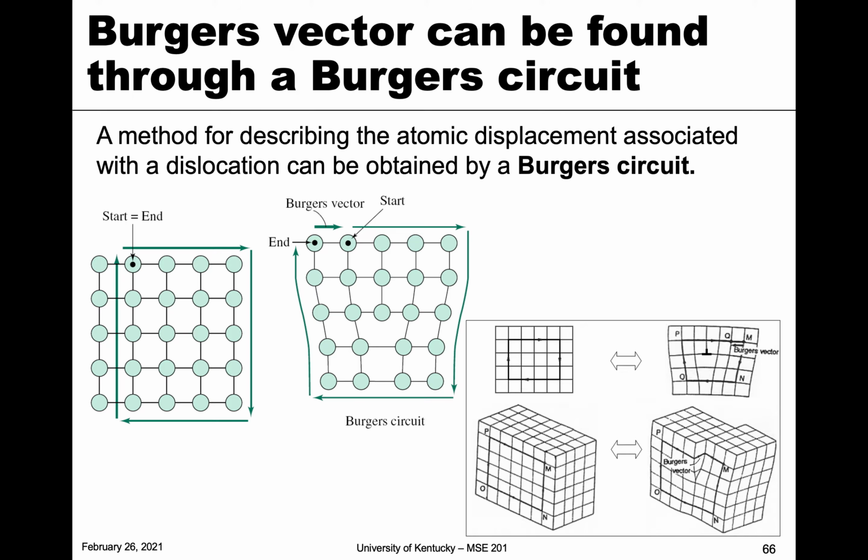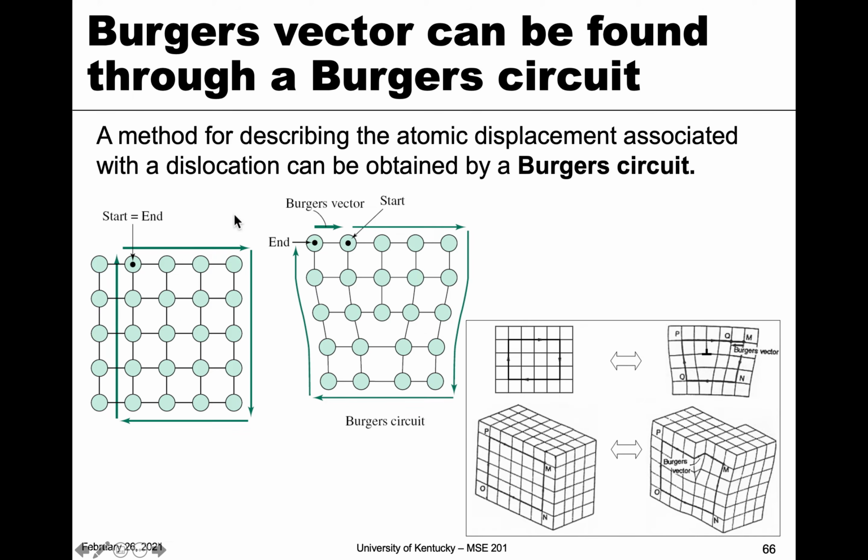Okay, so let's look a little bit more at the Burgers vector. This is something that we can determine through a technique or method of looking at a crystal, both a perfect and a distorted crystal, and looking at what we call the Burgers circuit. And so let's go through that in a little bit more detail.